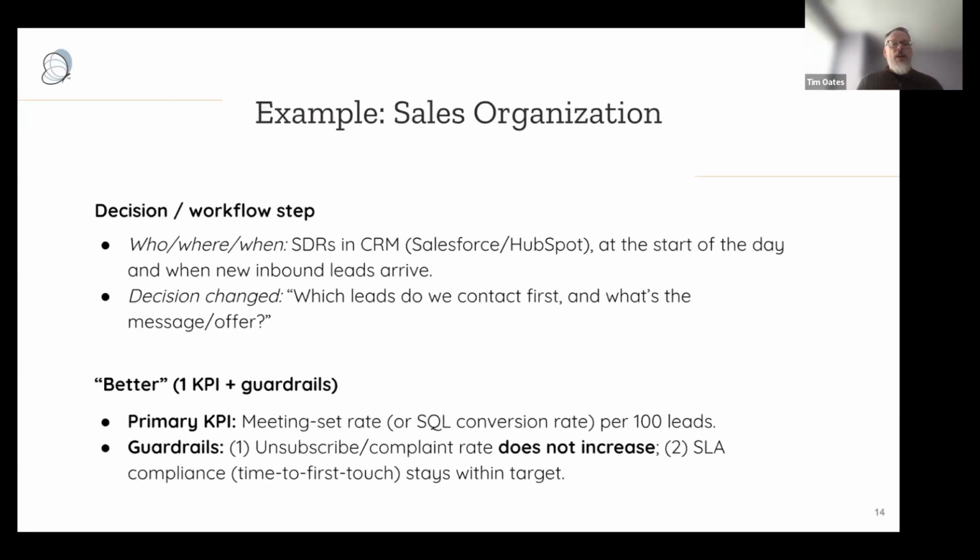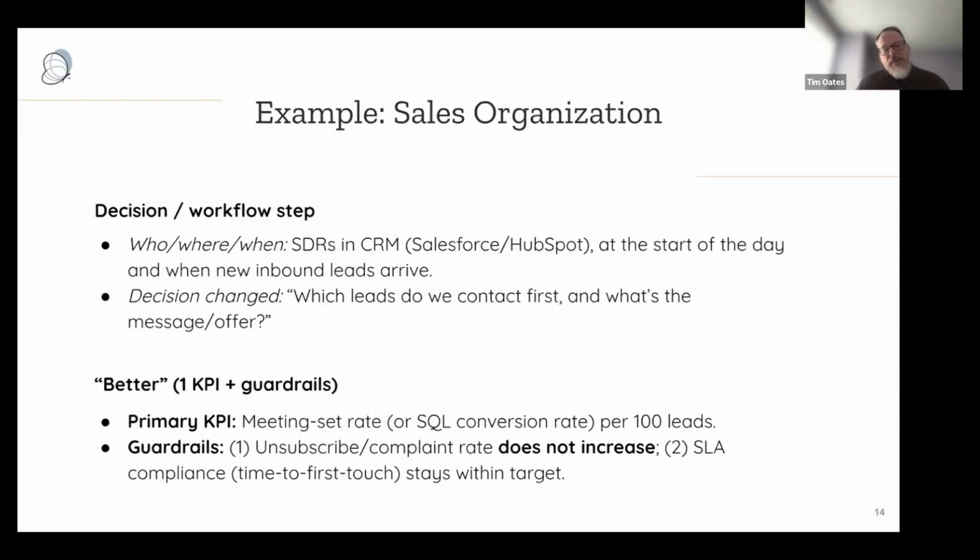So, what might that look like in the context of a sales organization? We've got these sales development representatives that roll in every morning, and there's a bunch of new inbound leads. What they need to do is figure out an ordering for the leads, right? So who should we contact first? We've got limited time. And what's the message, or what are we going to offer to them? So very clearly what we're trying to do is influence who the SDRs go after first.